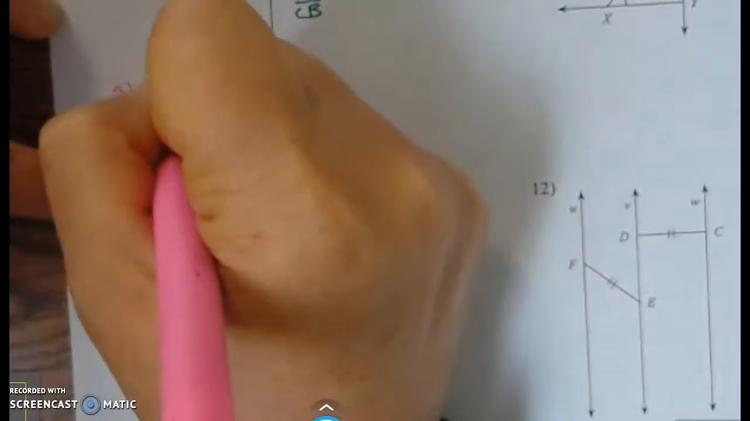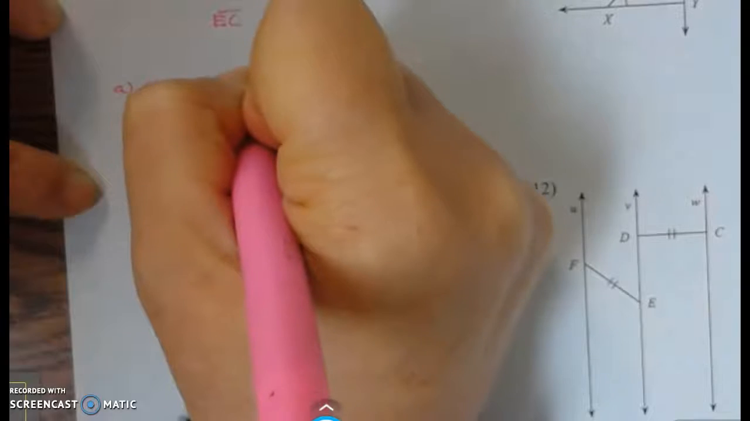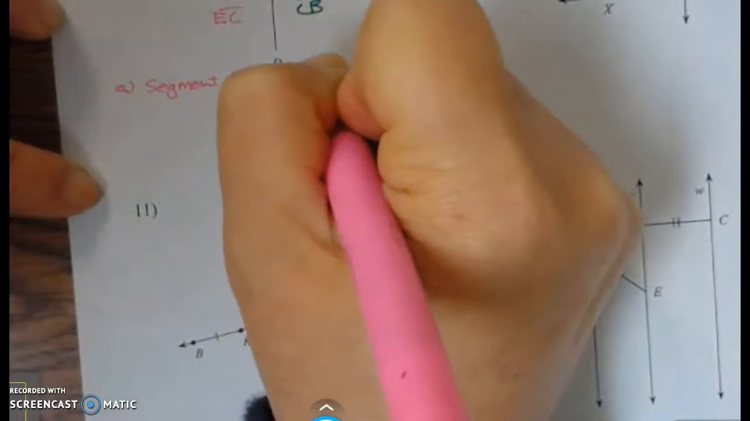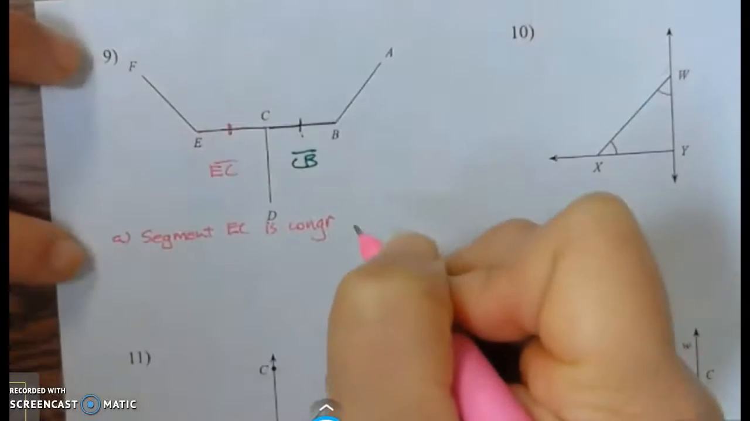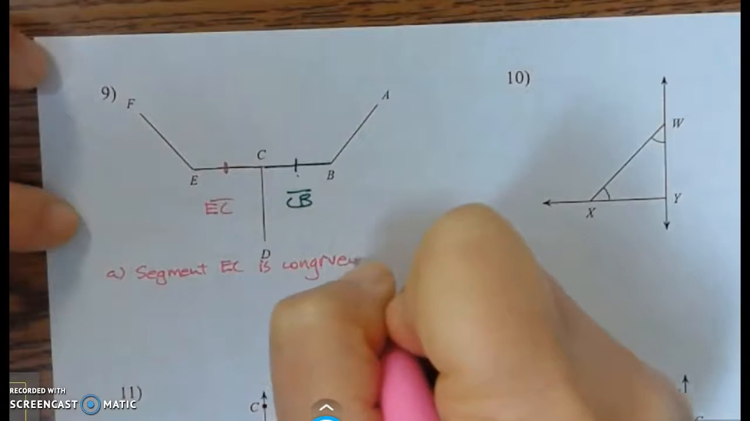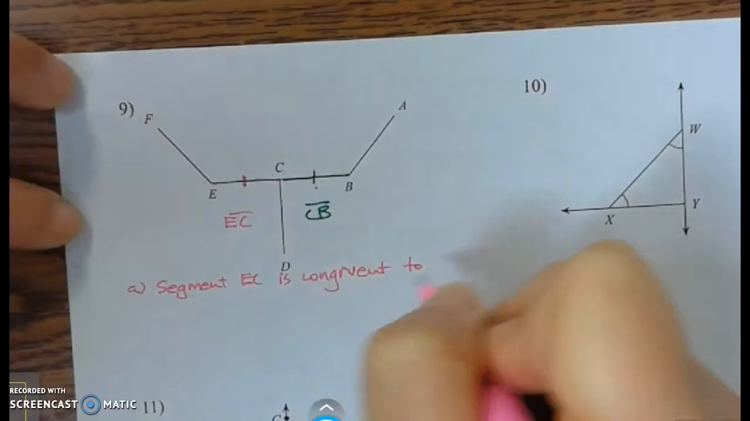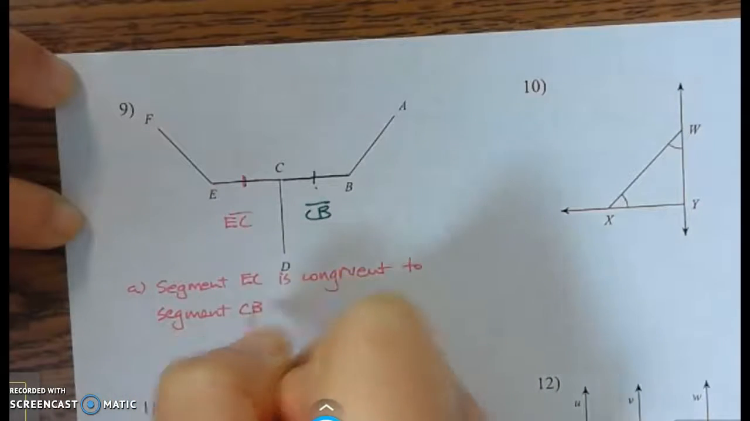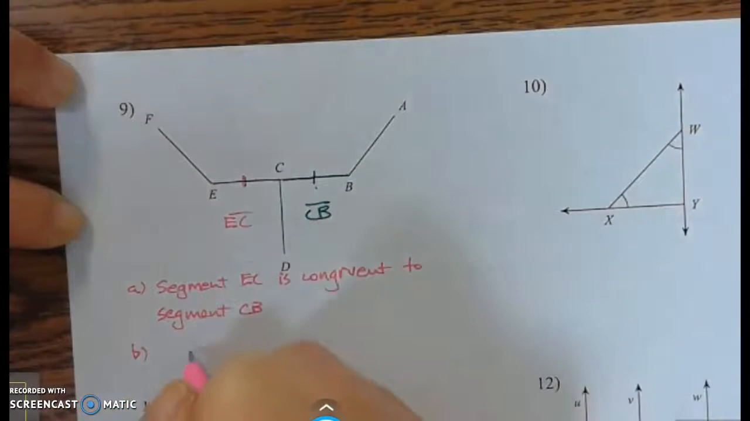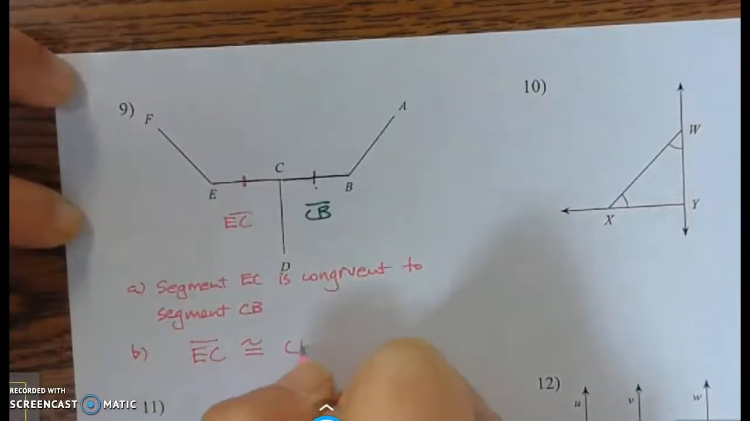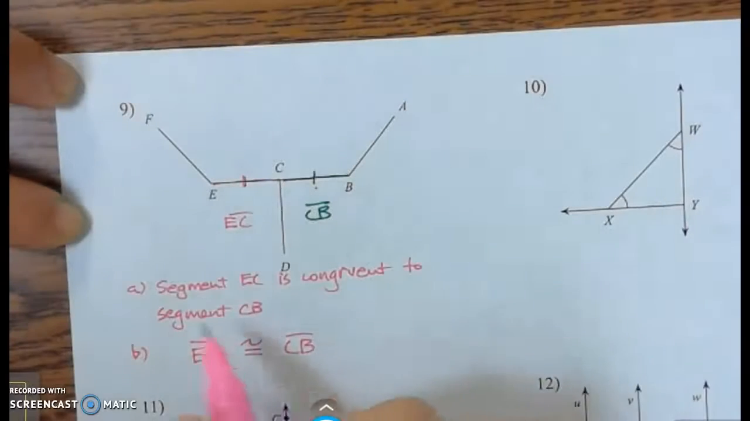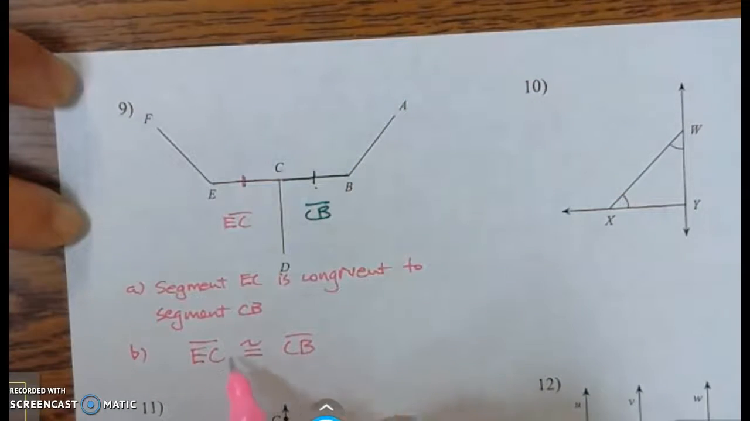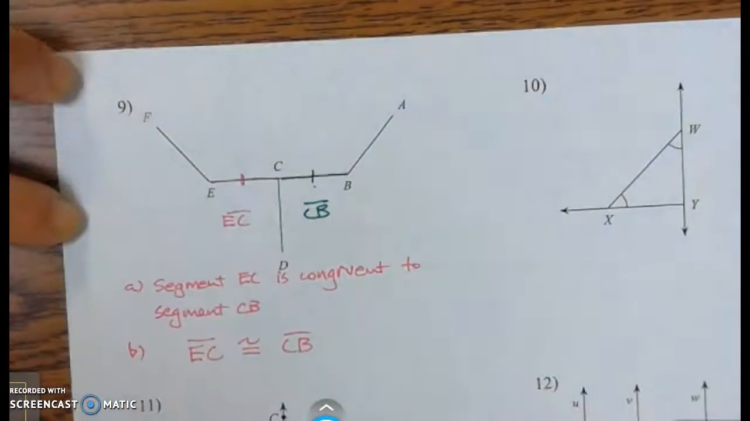The segment EC is congruent to segment CB. And how do I write that using notation? EC is congruent to CB with a line over it. Isn't that so much easier to write, EC is congruent to CB with a line over it, instead of the wording?